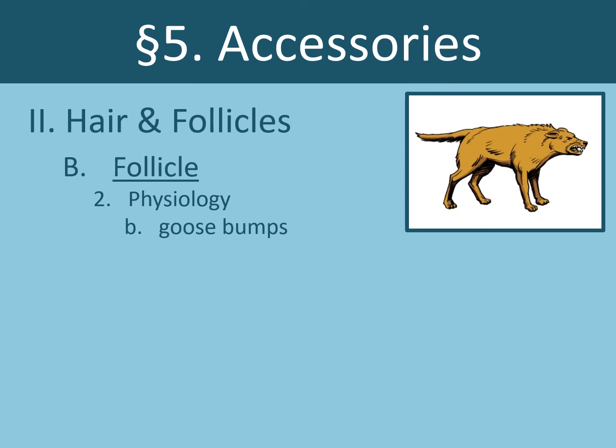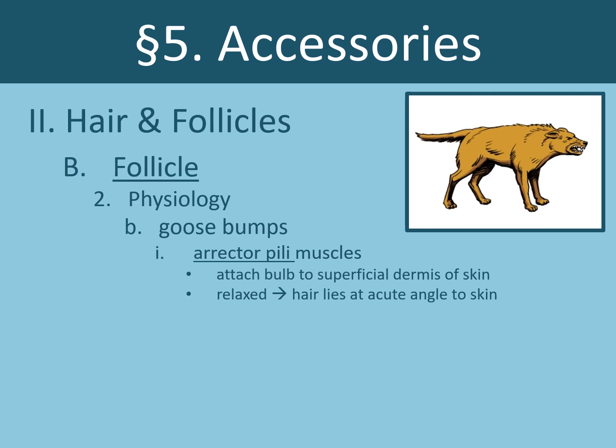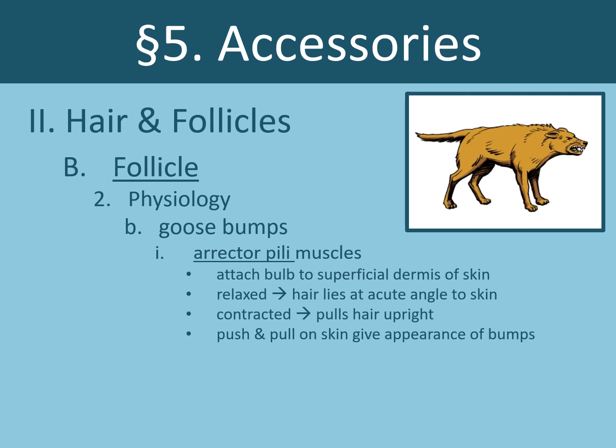Now let's discuss the physiology of goosebumps. Erector pili muscles are attached from the hair bulb up to the superficial surface of the dermis of the skin. When those muscles are relaxed, our hair lies at an acute angle to the skin, that is, an angle less than 90 degrees. When those muscles contract, this pulls our hair upright. It's this push and pull on the hair bulb and the dermis of the skin that gives the appearance of bumps. Triggers of goosebumps include exposure to cold and our fight or flight response.